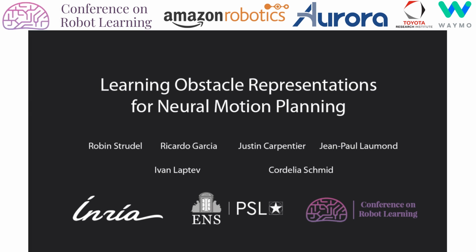Summing up, this work introduces a new framework for neural motion planning. Obstacles are represented by point clouds and encoded by a PointNet architecture. PointNet encoding and motion policy are trained jointly with reinforcement learning. In future work, we will extend this approach to robots with multiple links such as robotic arms.